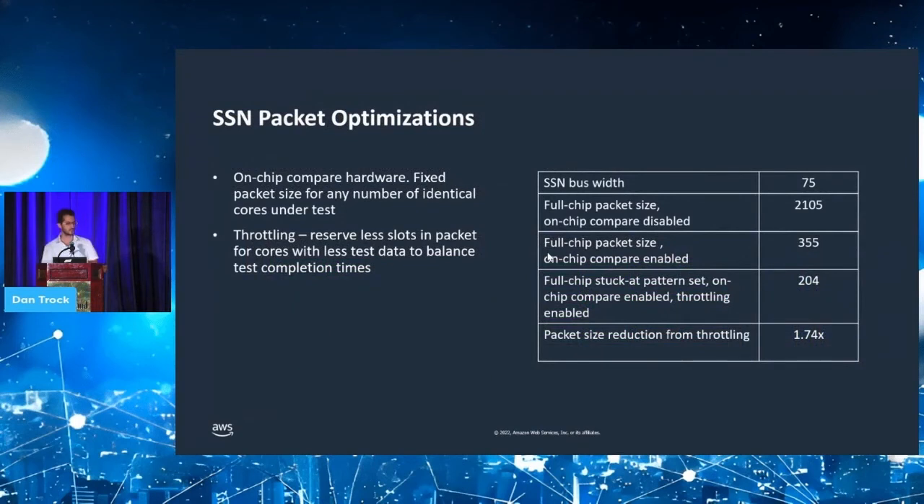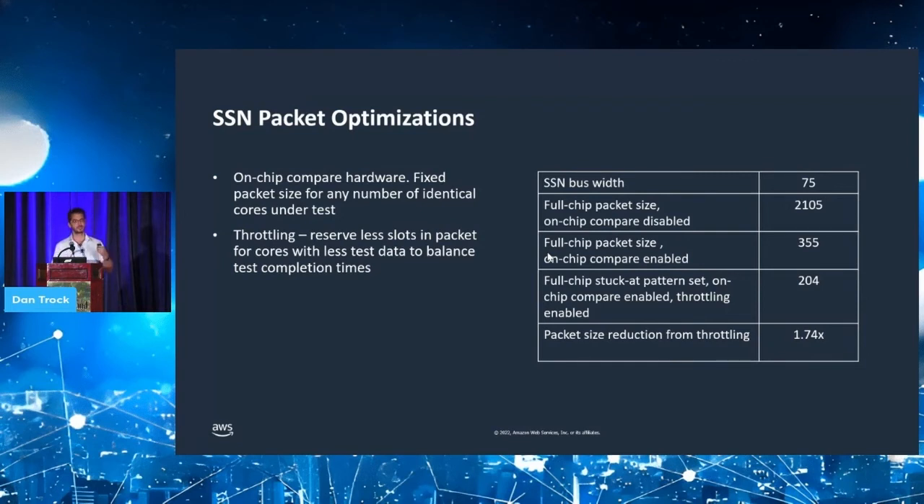So let's talk a little bit about optimizations in the packet that help reduce test time. Here we have two things. One is on-chip compare, and the other is throttling of the packet. I show here first the full chip packet size before we enable the on-chip compare. It is more than 2,000 bits. This is about all of the EDT channels that we need to drive and absorb in the chip. That's what this number stands for.